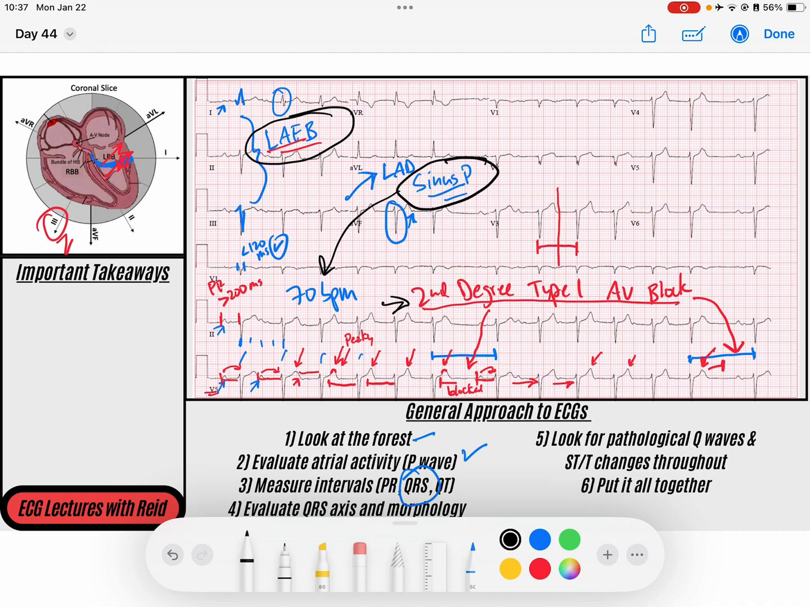Important takeaways: when you see any type of pause or dropped beats, I want you to think, is this an AV block? Is this sinus node dysfunction? Or was this a PAC that was blocked? Those are just a couple of things to initially think through. There's obviously much more than that, but those are 3 common abnormalities, and you can always look at that anatomically and determine what the cause is.